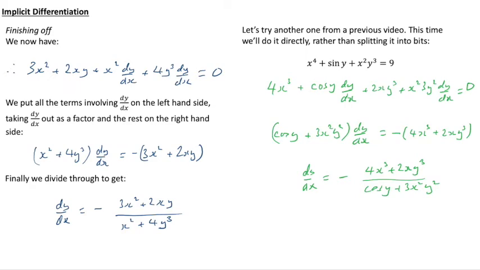Finally, we have to divide by cos y plus 3x squared y squared. So we are left with, in the end, minus 4x cubed plus 2xy cubed over cos y plus 3x squared y squared.